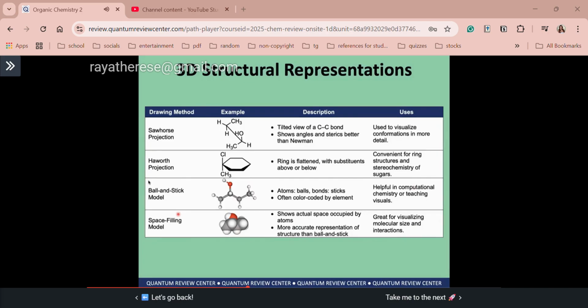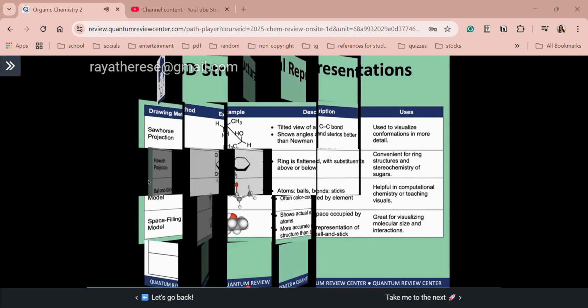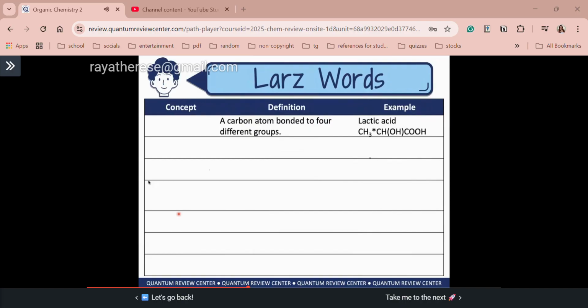Class, lastly, finally, we arrive with our final last words for our discussion. Please try answering this one. I will first provide the definition. This is a carbon atom bonded to 4 different groups, such as your lactic acid. Sir, that's easy, that's just a chiral center. Very good. Next. This contains at least one chiral center and no plane of symmetry.